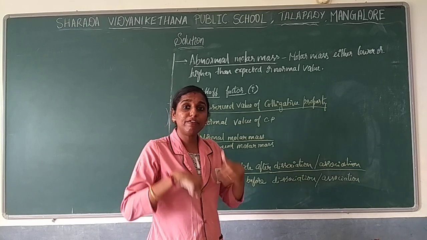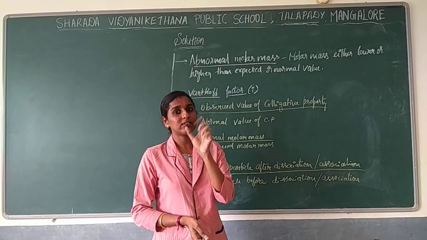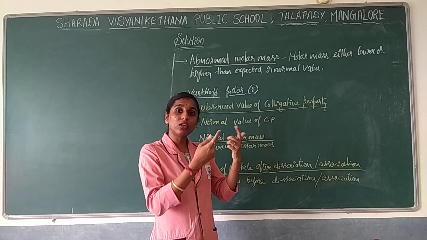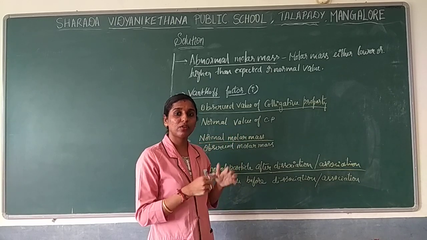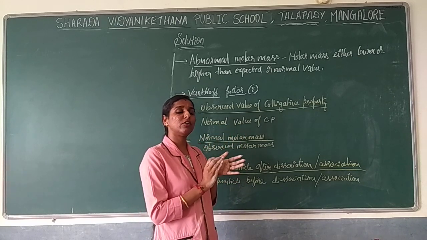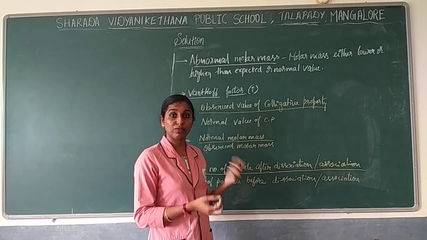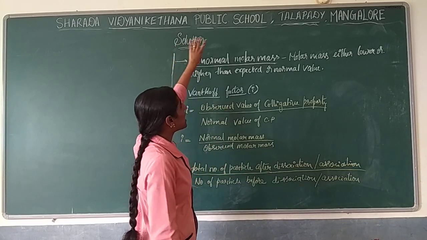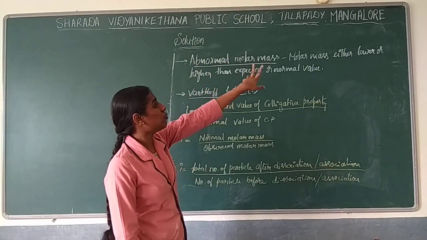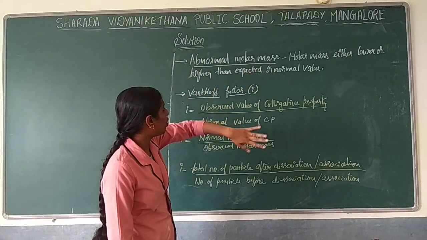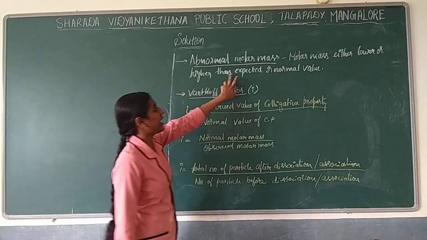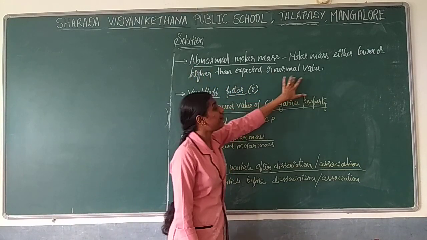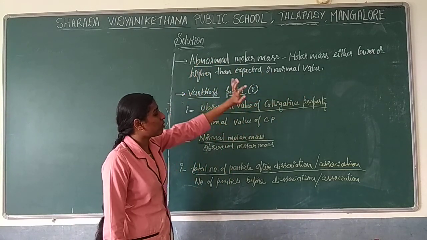But when we do the experiment, we won't get the same value. It can be lower or it can be higher also. The values can go lower than that, or higher than what we expected. So that will be considered as abnormal molar mass. Molar mass either lower or higher than the expected or normal value will be considered as abnormal molar mass.